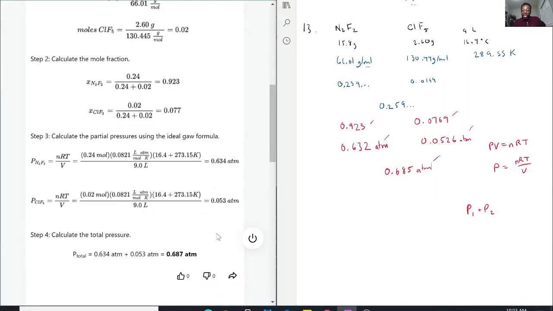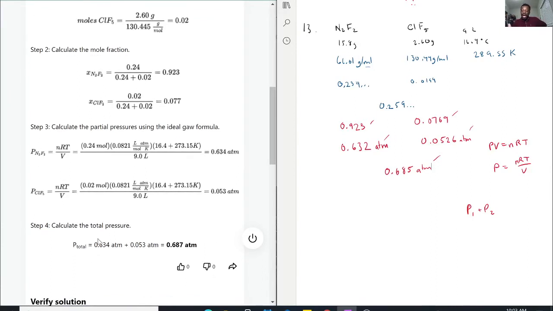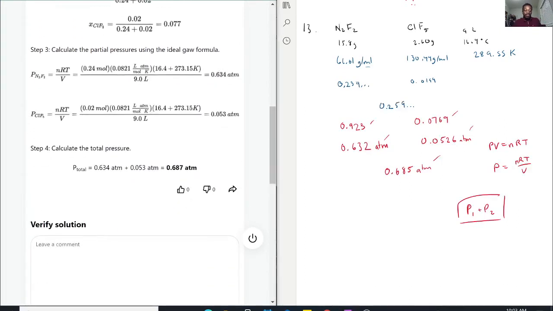And so that's why the numbers vary slightly. What they did here, the total pressure, as we could do as well, P1 plus P2, that's how they got 0.687, and that's how I got 0.685. Nonetheless, this is correct. The one thing I would like to stress though is that just like with math and everything else, you want to save your rounding till the last part as much as possible.